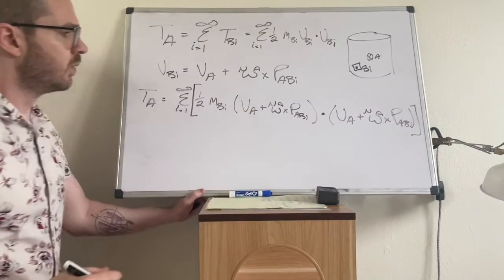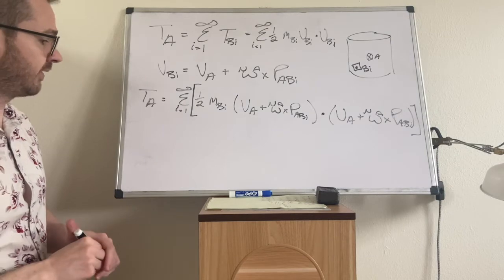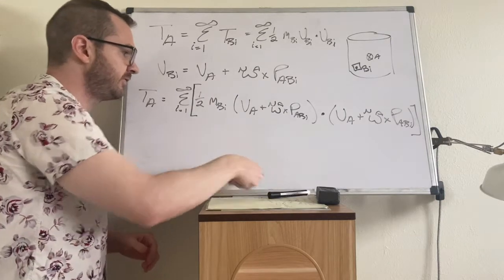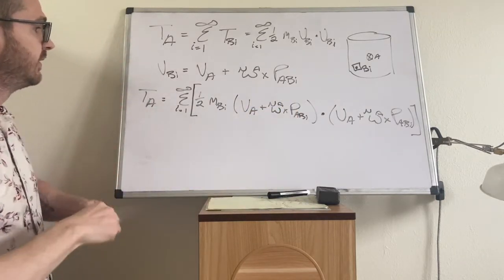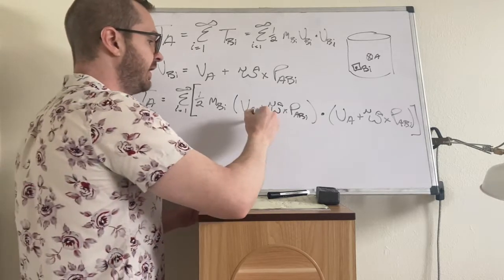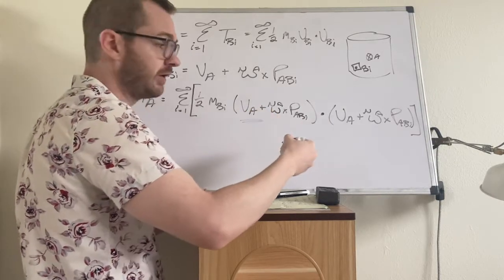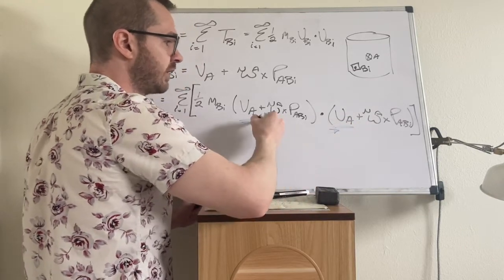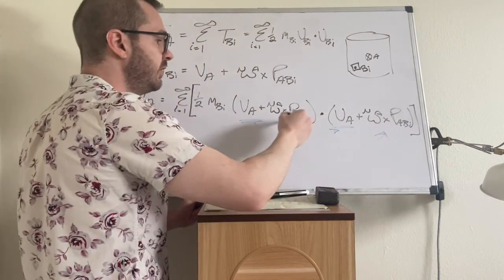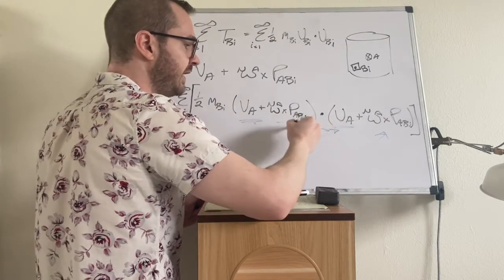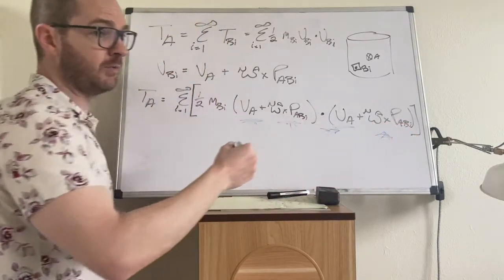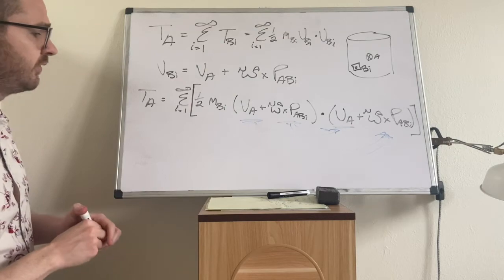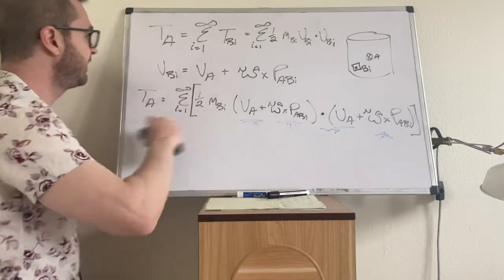Now, what's going to happen when we perform this dot product? This expansion is going to get pretty big. We're going to do a foiling operation. So we're going to get VA dotted with VA, VA dotted with this one, the first one dotted with VA, and then that term dotted with this one. So let's clean all this up.